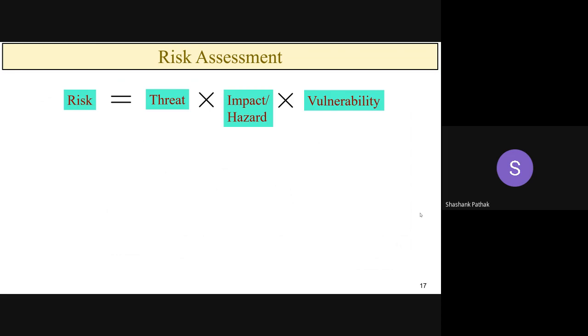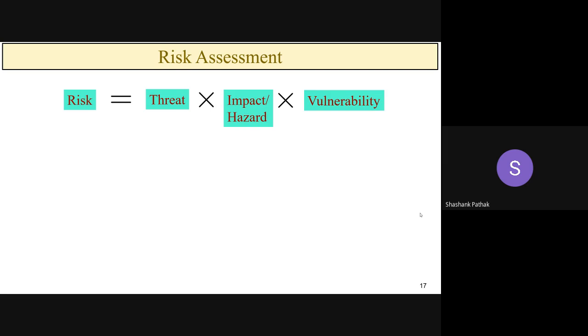So maybe those who have already attended my lecture on this risk assessment, can someone explain the clear difference between threat, impact and vulnerability? Maipal? Hello, yes sir. So a threat is a potential source of damage. Impact is the effect of damage, effect of that threat, and vulnerability is, we can say, the combination of threat and this structure characteristics. Okay, so maybe it would have been better if some basic example can also be given.